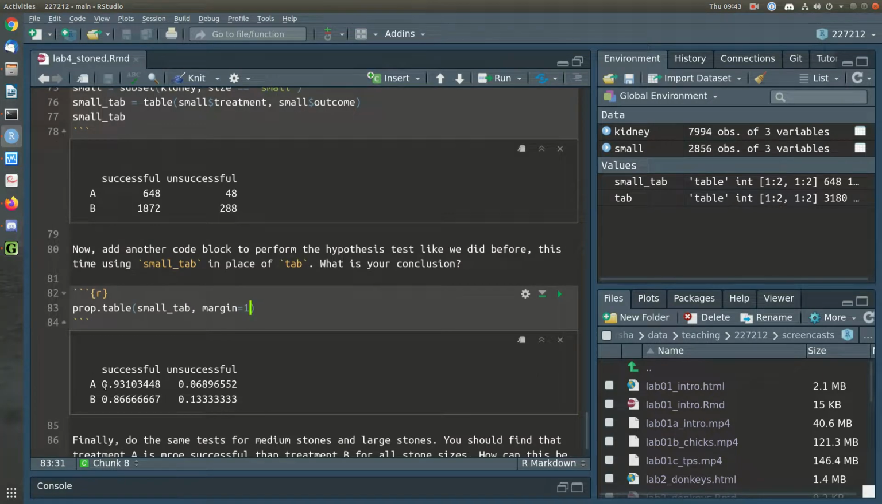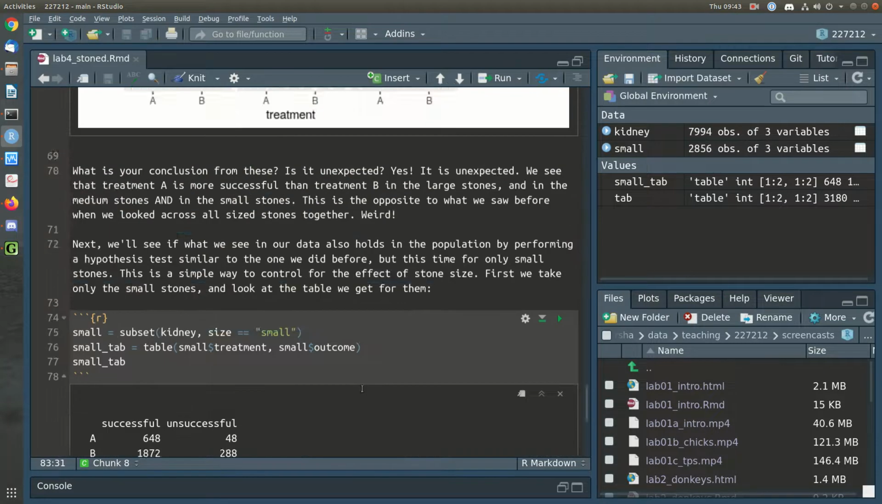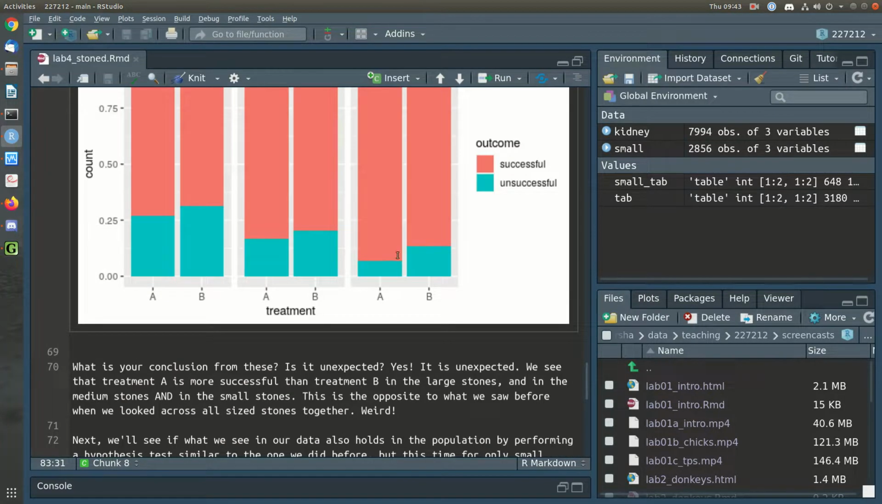So we can see that clearly A is better than B. So A is 93% successful, B is 87% successful. So there's a difference of about 6% between the two. Okay, 6.5% maybe between the two. And that's what we see here.